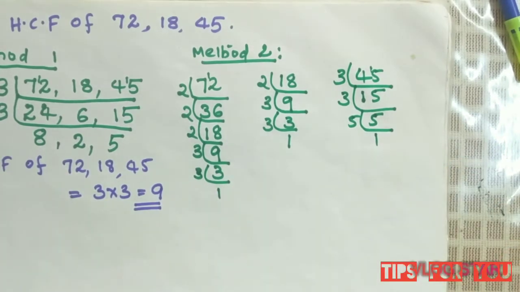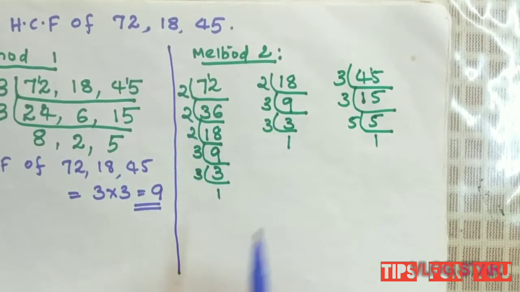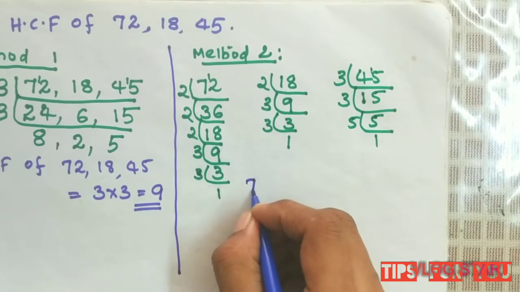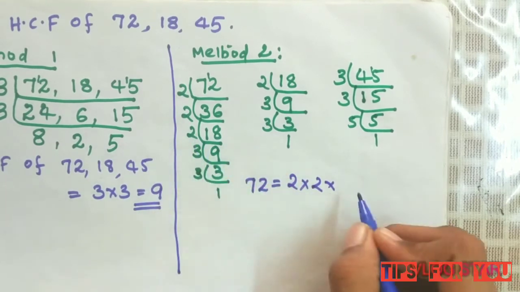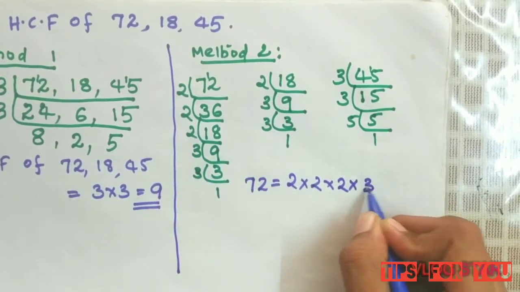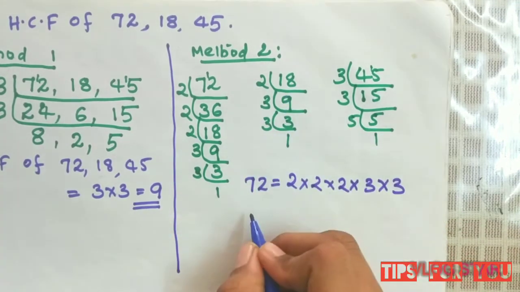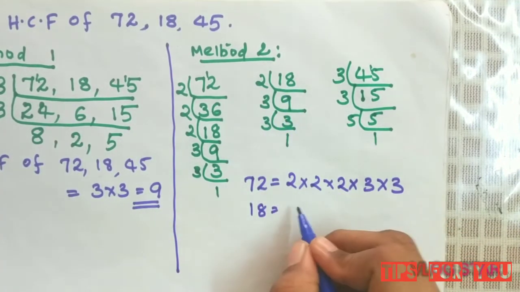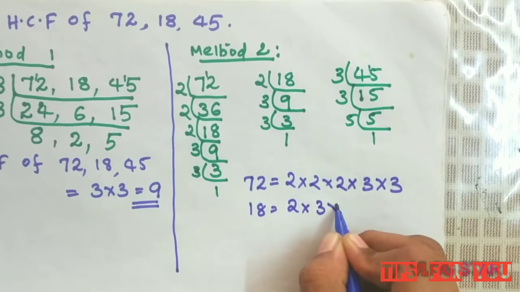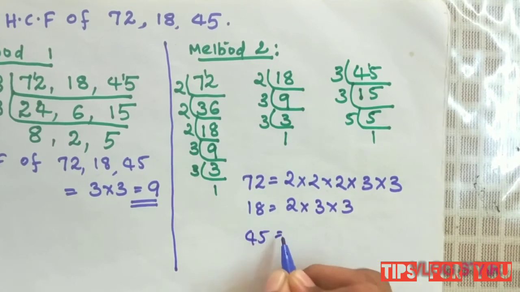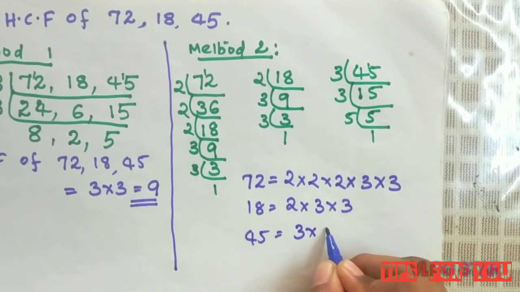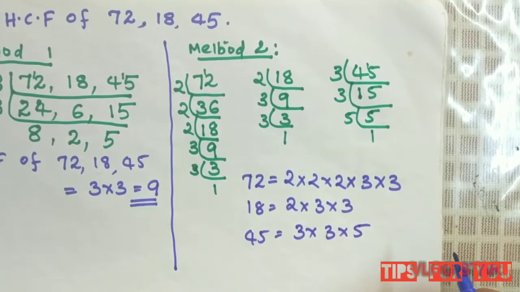Now we will write the factors of each number. First 72. 72 can be written as 2 into 2 into 2 into 3 into 3. Next, what is the number? 18. It can be written as 2 into 3 into 3. Which is the next number? 45. 45 can be written as 3 into 3 into 5. So we have got the factors of each number.